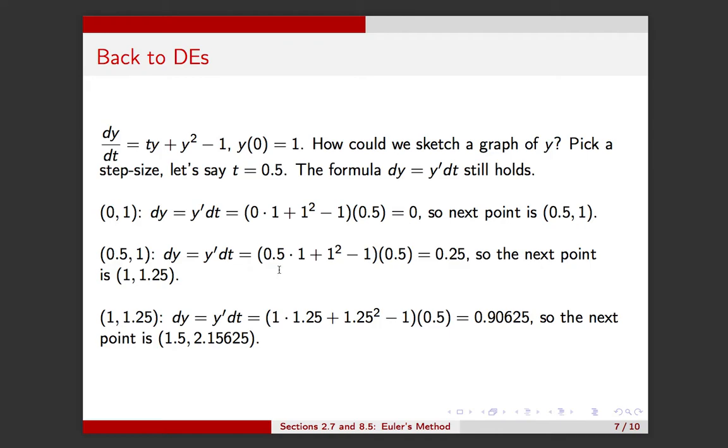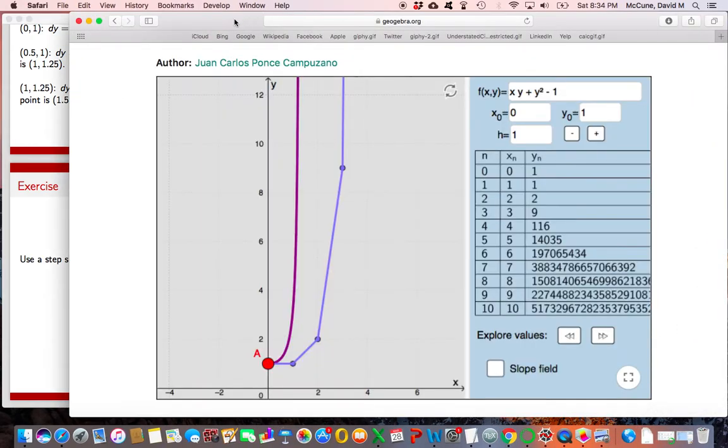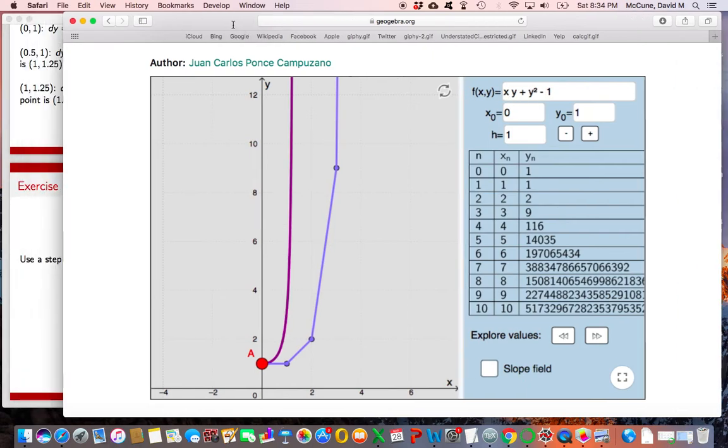Okay, before moving on to systems of DEs and closing out this section, let me just show you real quick this GeoGebra Euler's method little visual here. It's pretty nice. The link to this is on Moodle. So in this calculator, right here you type, so it says f of x, y. This is the derivative information right here. So that's where you type the derivative stuff.